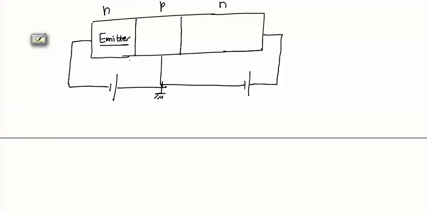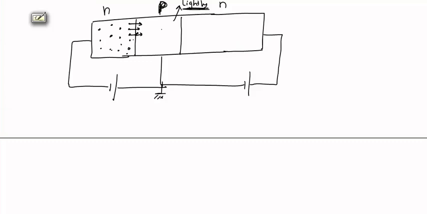If this base emitter junction is forward biased, majority charge carriers will take part in conduction, and this P region, which is base region, is a lightly doped region. If it is lightly doped region, then majority charge carriers in this region will be very less. And emitter is highly doped region. If base emitter junction is forward biased, then the majority charge carriers from N-type region will be injected in the base region.